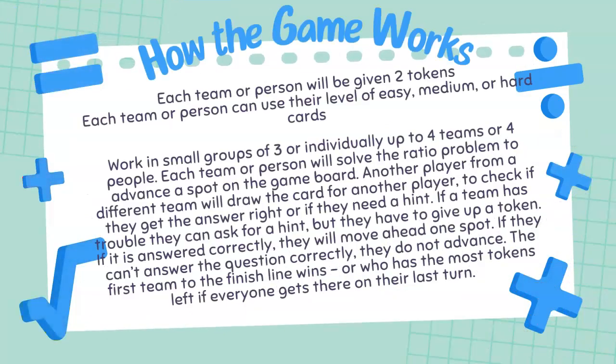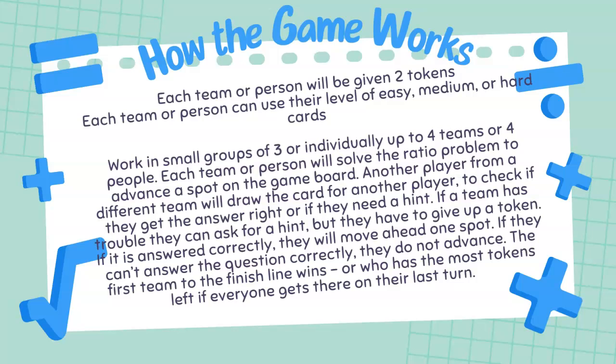How the game works. Each team or person will be given 2 tokens. Each team or person can use their own level of easy, medium, or hard cards wherever they are at. We work in small groups of 3, so you can have 4 teams of 3 or 4 people, individual people playing. Each team or person will solve the ratio problem to advance a spot on the game board.